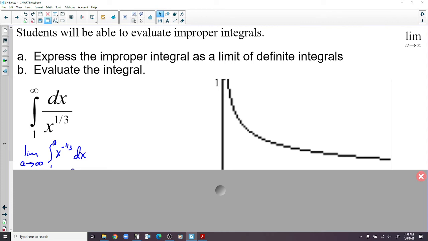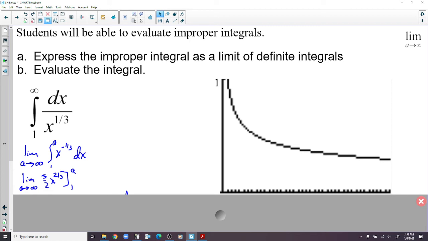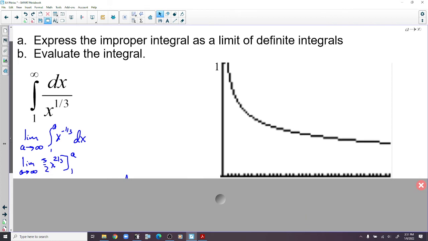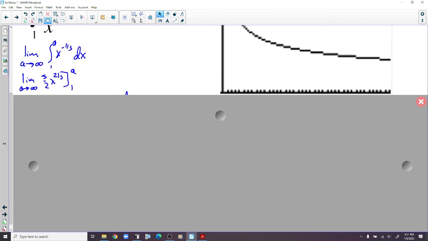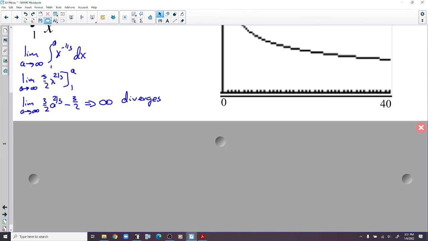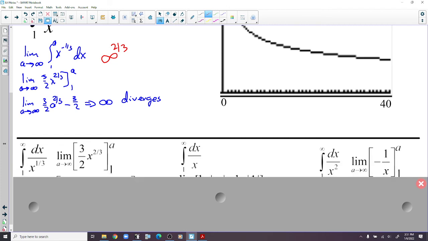We change infinity to a, write it as x to the negative 1/3. So it's x to 3/2 times x to the 2/3. Plug in the a's and the 1. But this ends up being infinity when you actually evaluate it with infinity. So infinity to the 2/3 is increasing to infinity. This diverges, and there's no value to be had.